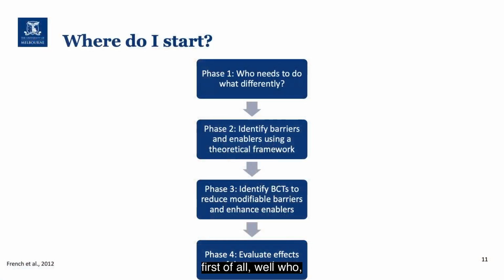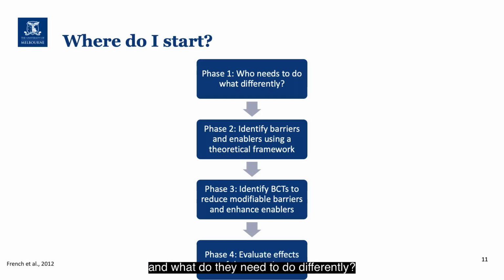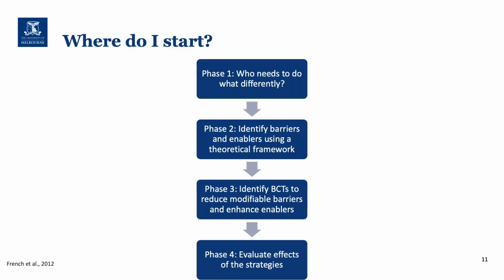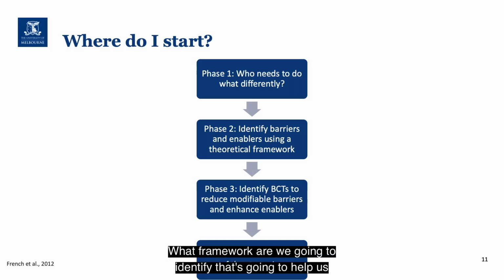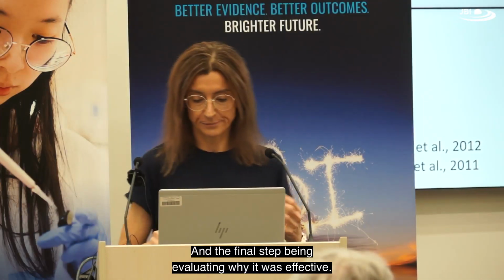So Simon French's 4 steps. We've got to work out, first of all, who are the actors in this situation? And what are they doing? And what do they need to do differently? What barriers and enablers are influencing their behaviour? And how are we going to identify that? What framework are we going to use that's going to help us target those barriers and enablers? What behaviour change techniques can we use to reduce or address modifiable behaviours? It's important to note modifiable behaviours. Some stuff can't be changed, so we're interested in things that can be. And often that's enough to be successful and get practice change. And the final step being evaluating why it was effective.